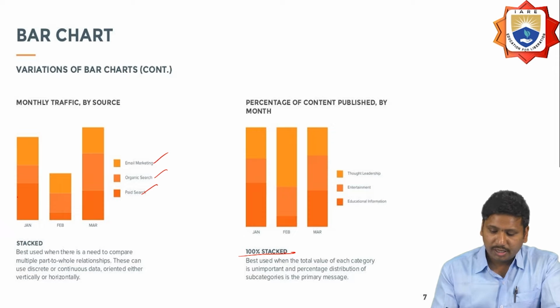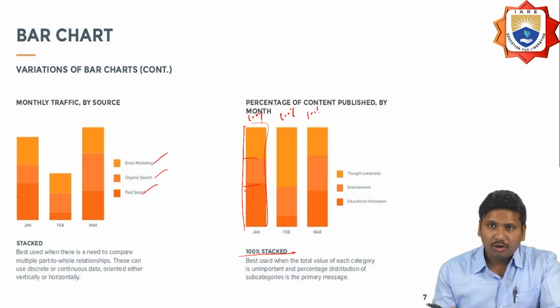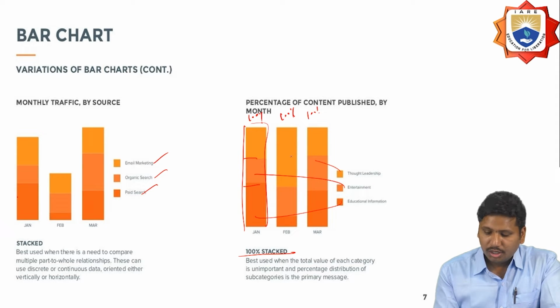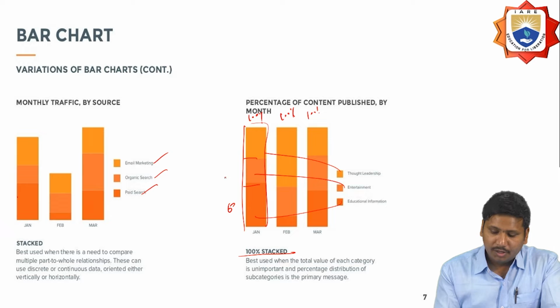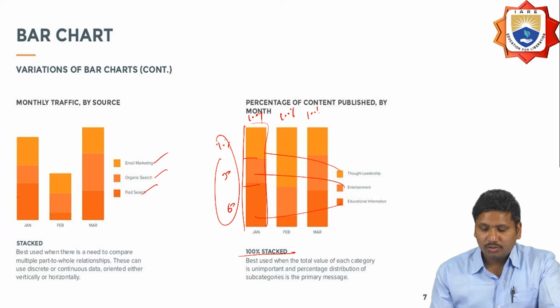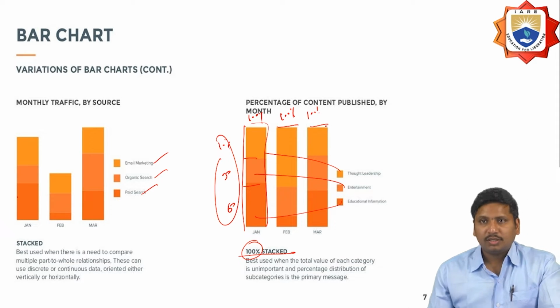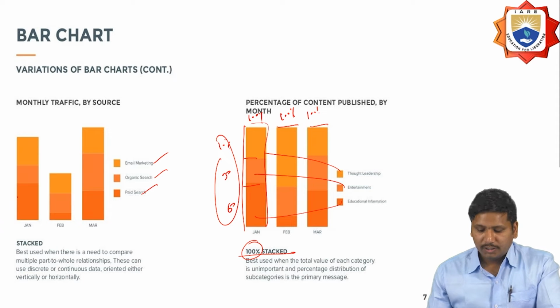What is meant by 100% stacked? The bar is going to be divided into 100%. So each and every bar should be 100%, and within that we have to divide the categories of each bar. Suppose educational, information, entertainment, and thought leaders; this should be 60 and 30 and 10. So the sum of all the values should be equal to 100. That's why this one is called 100%. Each and every bar should be 100%, divided into different categories. So that should be a 100% stacked bar chart.